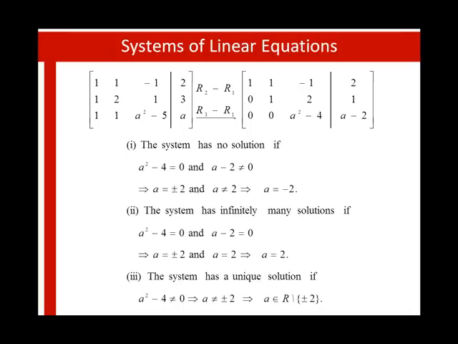Secondly, the system has infinitely many solutions if A² - 4 is equal to 0, and A - 2 is equal to 0 at the same time. Therefore, A is equal to plus or minus 2, and A is equal to 2. The intersection between these conditions is for A equal to 2. Therefore, the system has infinitely many solutions when A is equal to 2. Finally, the system has a unique solution if A² - 4 is different than 0. Therefore, A is different than plus or minus 2. This translates to A belonging to the set R without plus or minus 2.